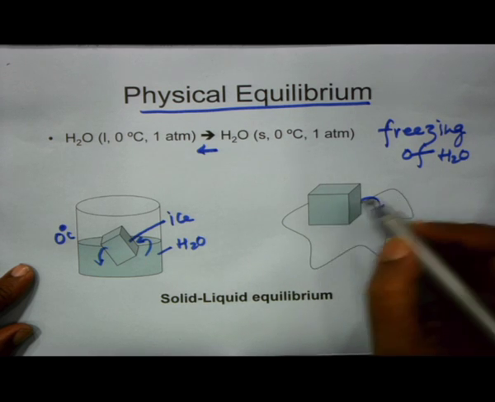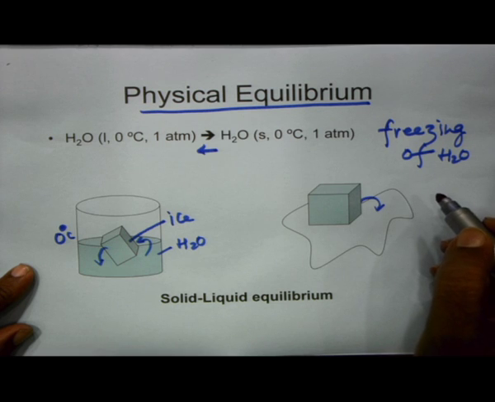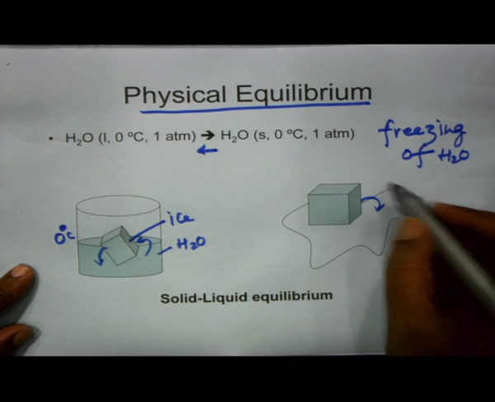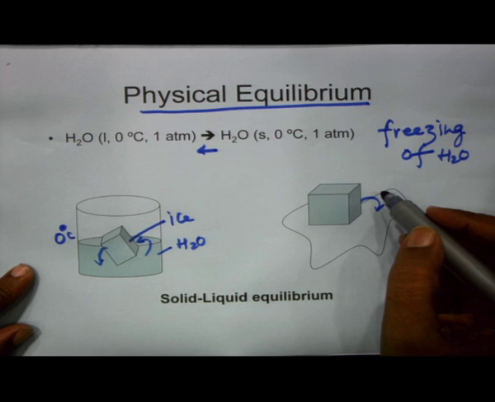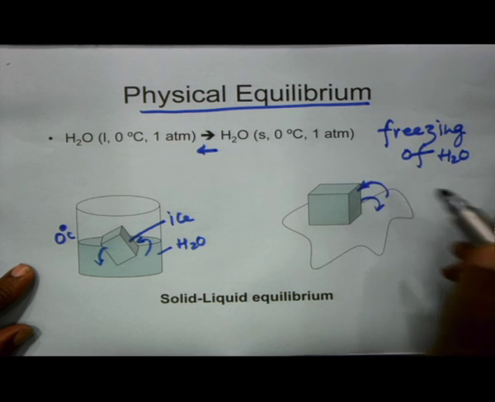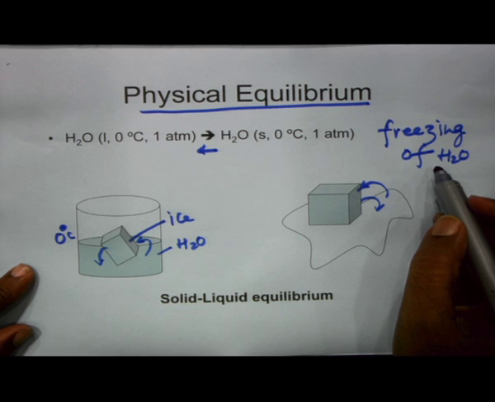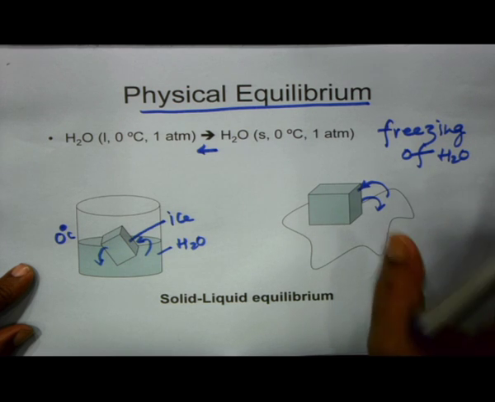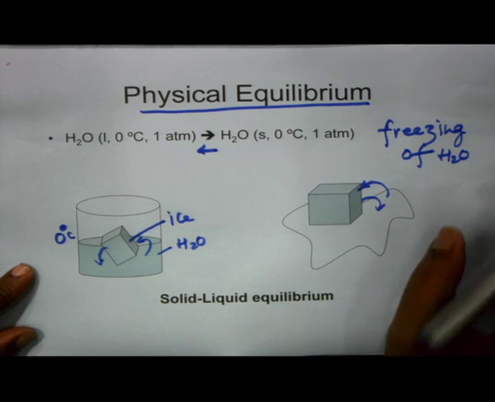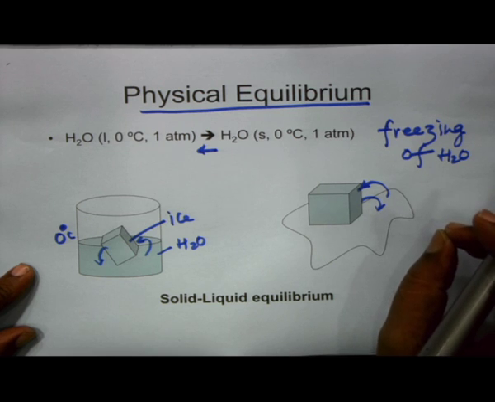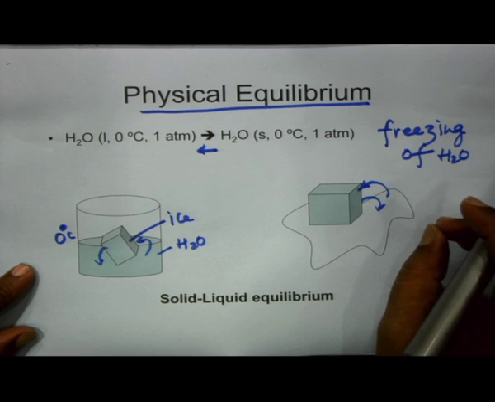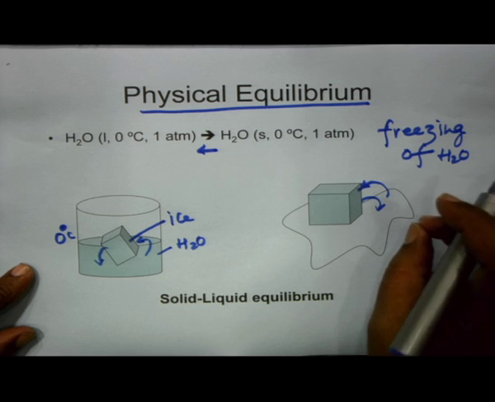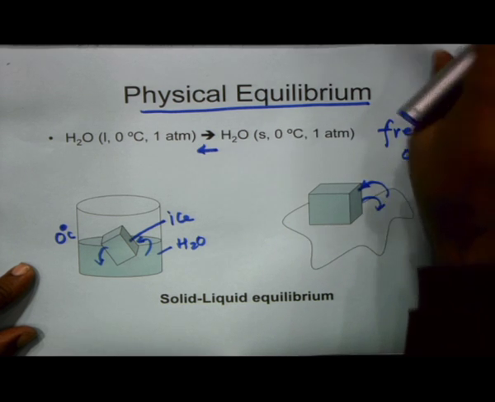So, a small amount of ice will go to water. You can go the other way: start with water, put it at 0 degrees Celsius and 1 atmosphere, and you will see some freezing of water into ice. So, melting of ice or freezing of liquid water is a reversible process, and equilibrium exists between ice and liquid water.